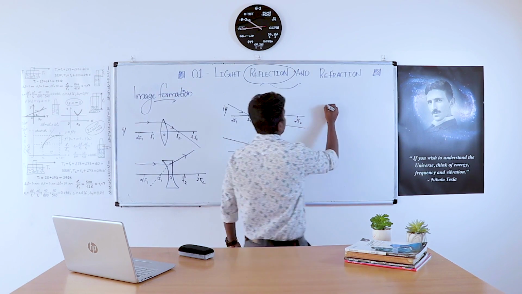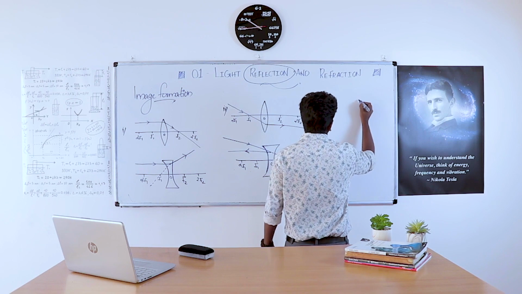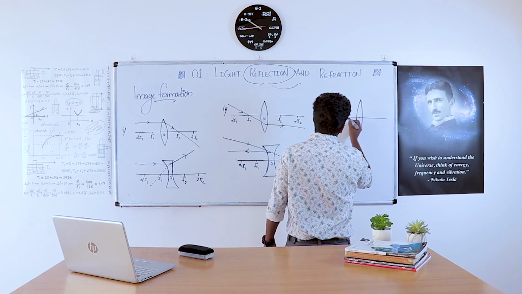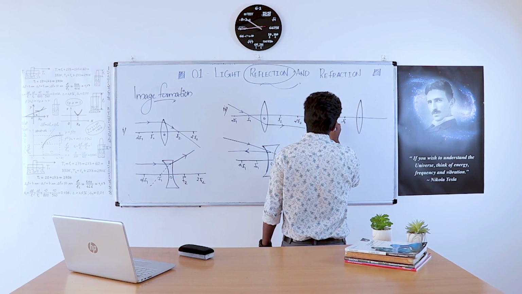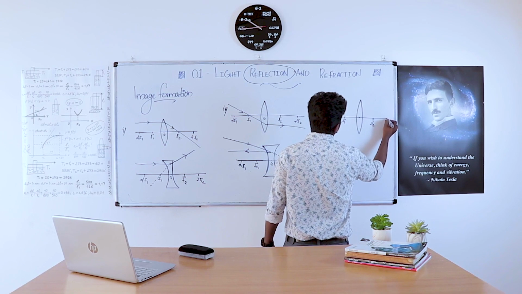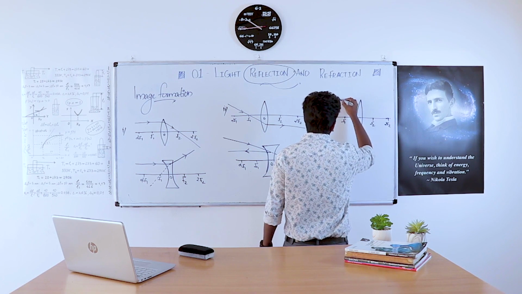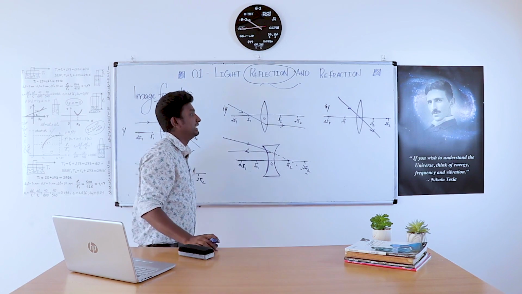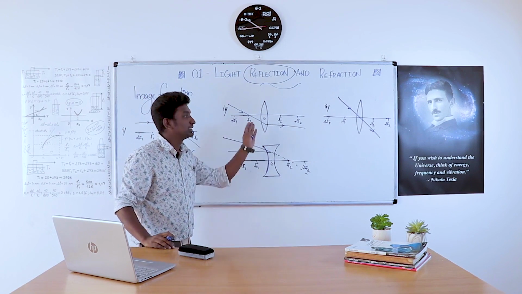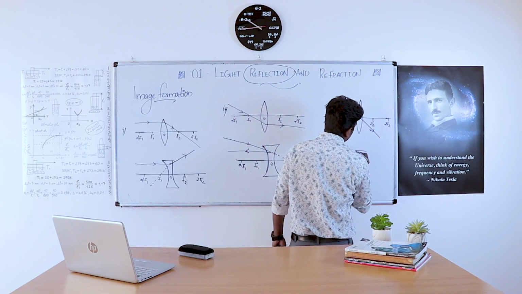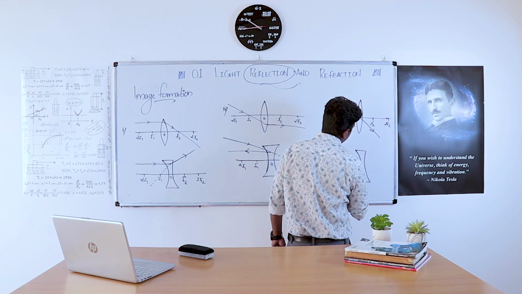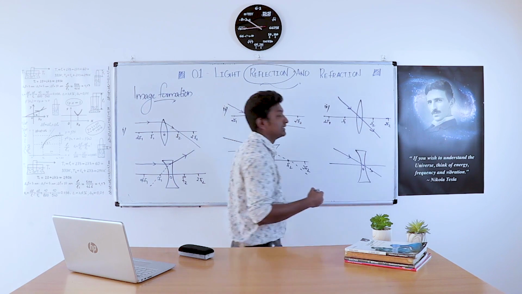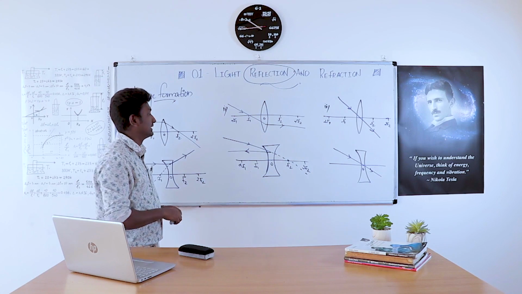And the third case is that when a ray of light passing through the optic center will pass through the optic center undeviated. There is no deviation. It will pass through the optic center without any deviation. Same case for concave too. A ray of light passing through the optic center passes through it without any deviation, that is, undeviated.